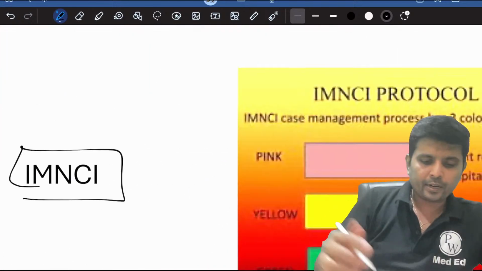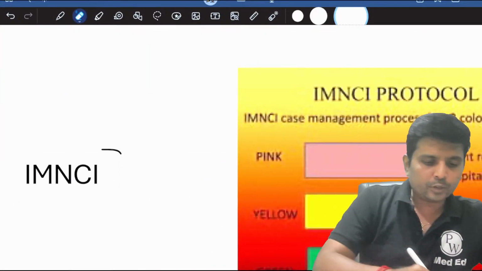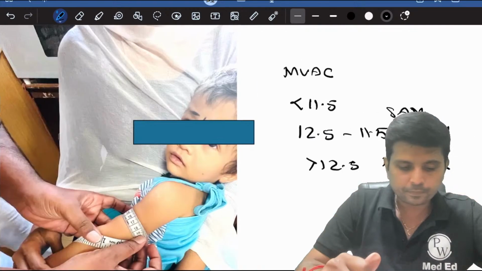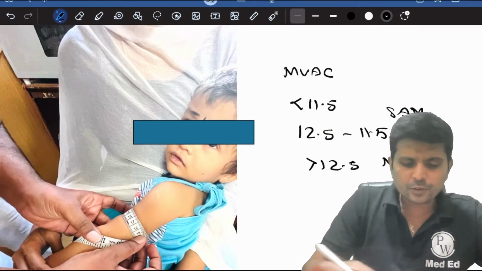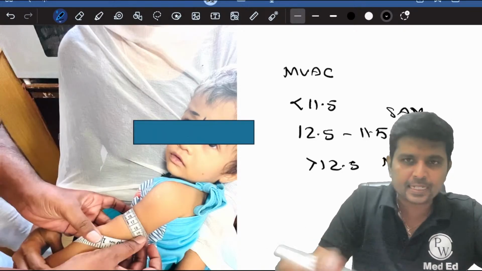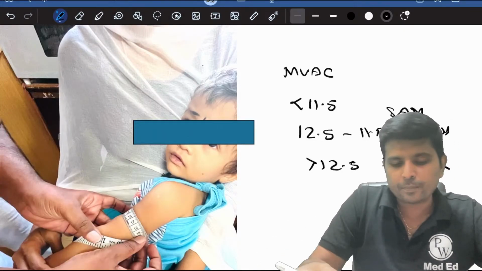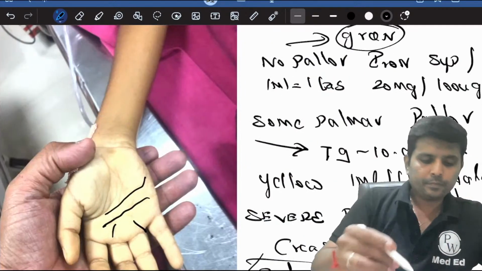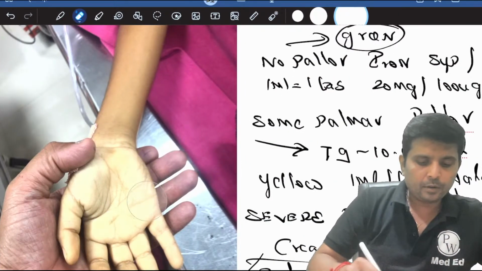Okay, right. So what about IMNCI? Let's see. Mid upper arm circumference was explained in detail: less than 11.5 is SAM, 11.5 to 12.5 is MAM, and more than 12.5 it is normal. Okay, right.